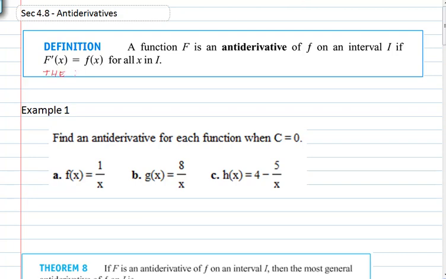The derivative of the antiderivative is the function.